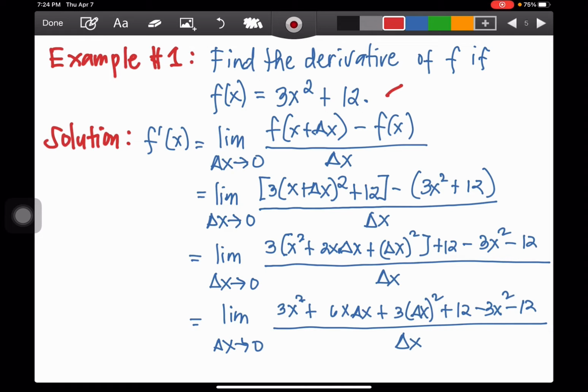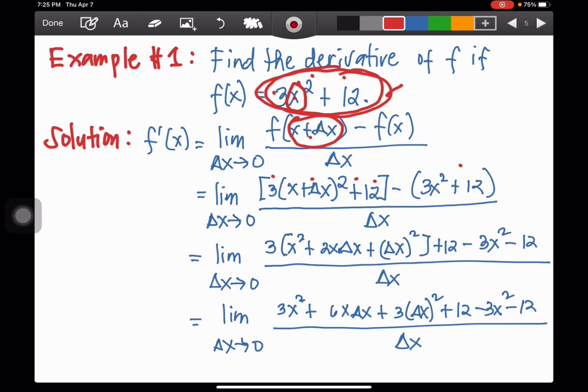Now since we have this function, let's look into our x and replace our x by x plus delta x. So you have 3, then x replaced by x plus delta x, then squared, then plus 12, minus your function, 3x squared plus 12. Then after that, we will expand x plus delta x. So bring down 3, then the product of x plus delta x squared is equal to x squared plus 2x delta x plus delta x squared, or the square of delta x.